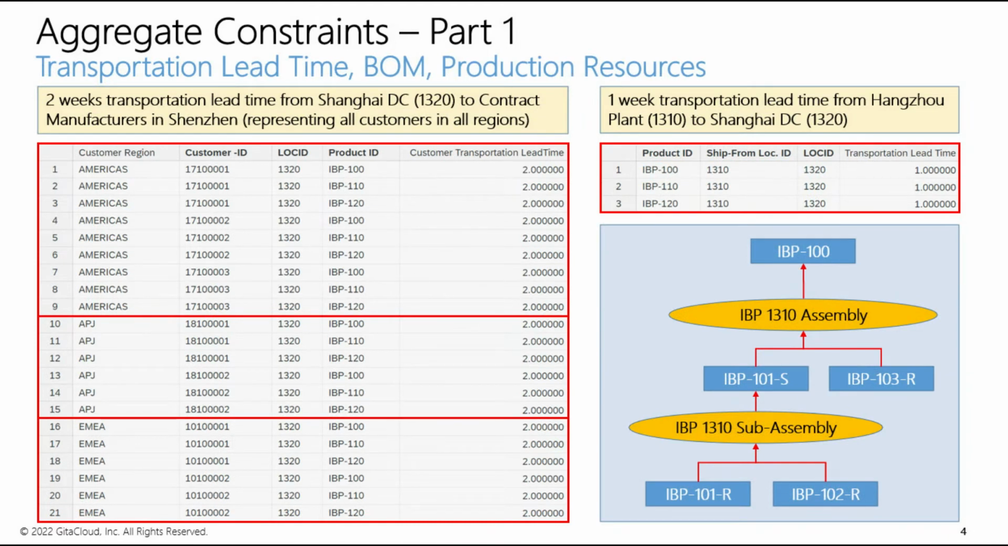Microcontrollers are shipped directly to contract manufacturers in Shenzhen, China, as they produce devices on behalf of their global OEM customers. They represent demands from all the customers in all the regions in this example. It takes 2 weeks to ship microcontrollers from Shanghai DC, location 1320, to the contract manufacturers in Shenzhen. It takes a week to ship product from the Hangzhou plant to Shanghai DC. You can also see the bill of material and production capacities involved to produce IBP 100 in plant 1310.